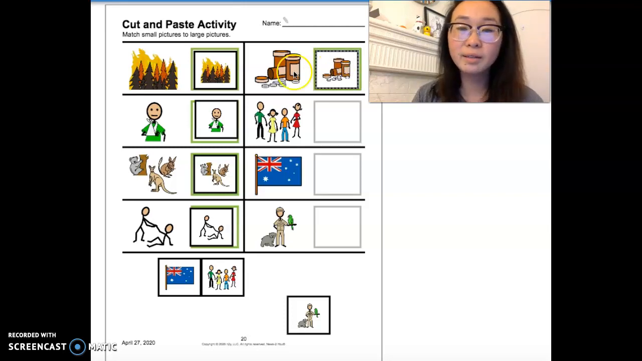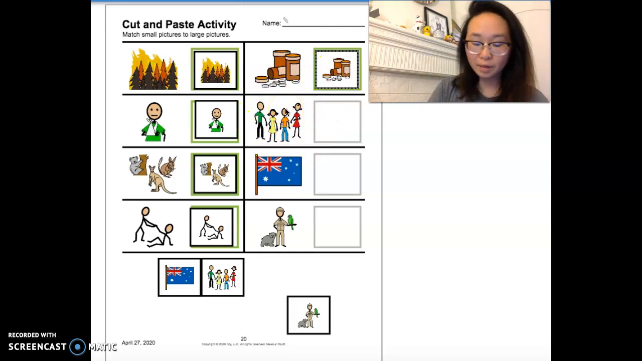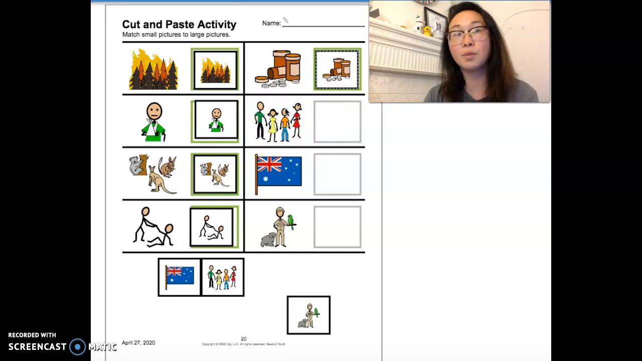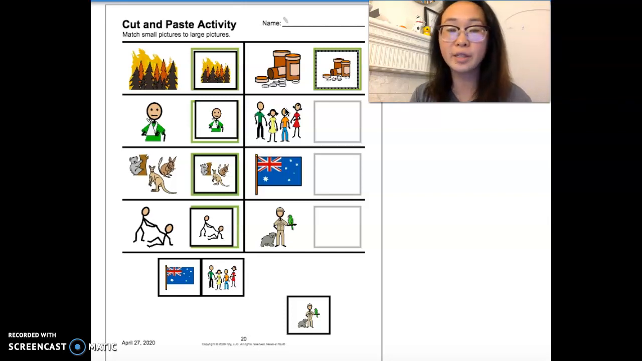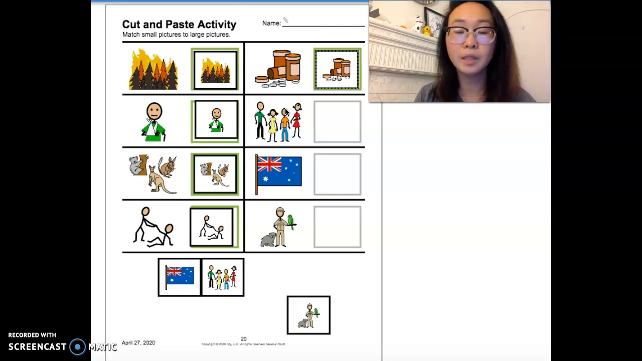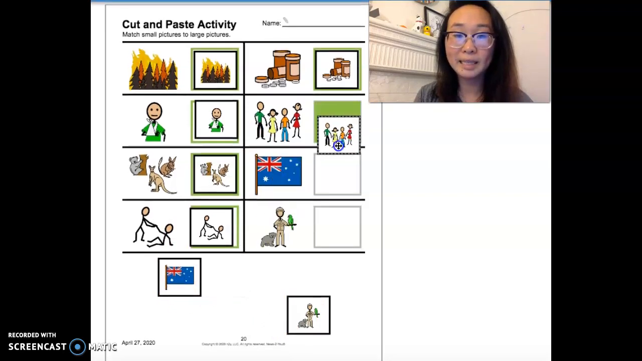Our next word is family. So family is another vocabulary word this week, and it means a group of people that are related to each other. Your mom, dad, aunts, uncles, grandparents, cousins, brothers, sisters. Those are all part of your family. Which icon is the same as family? Family.